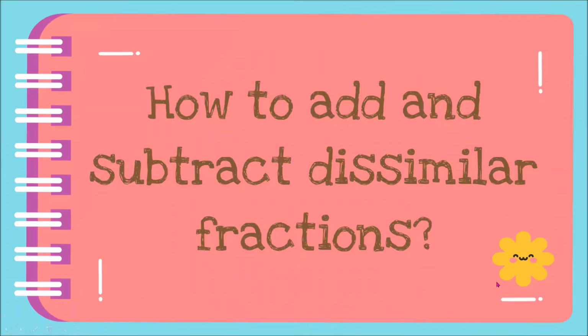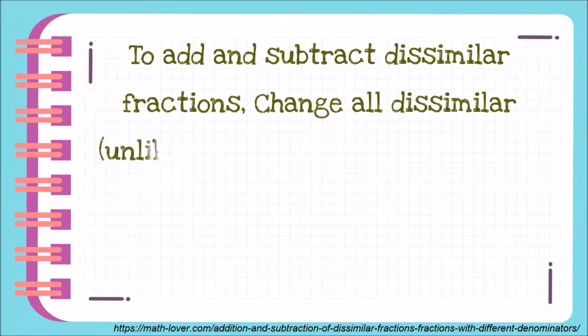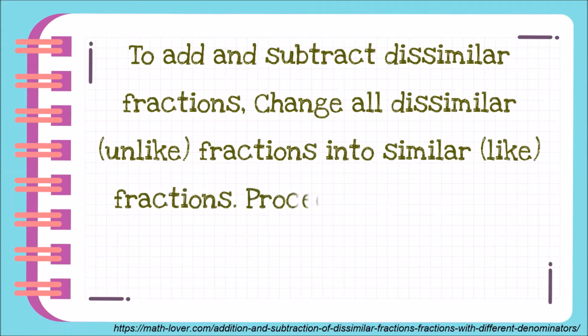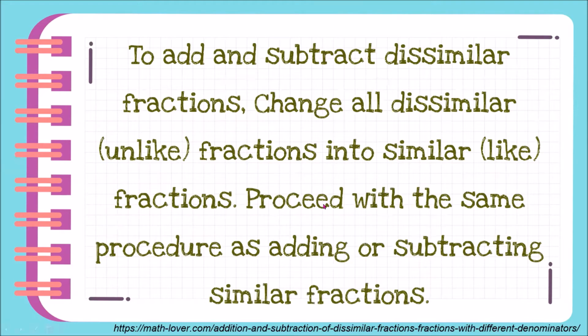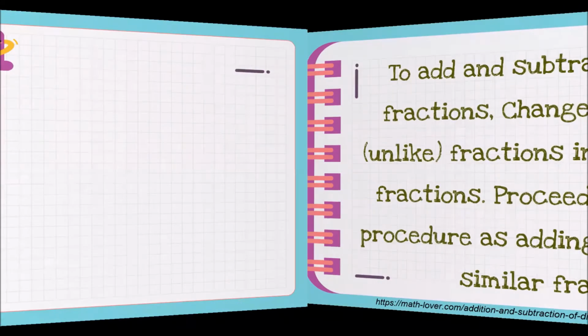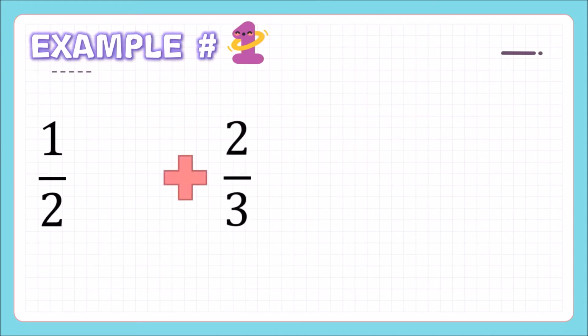So how to add and subtract dissimilar fractions? To add and subtract dissimilar fractions, change all dissimilar or unlike fractions into similar or like fractions. Then proceed with the same procedure as adding or subtracting similar fractions. So let's have this example number 1. We have 1/2 plus 2/3.